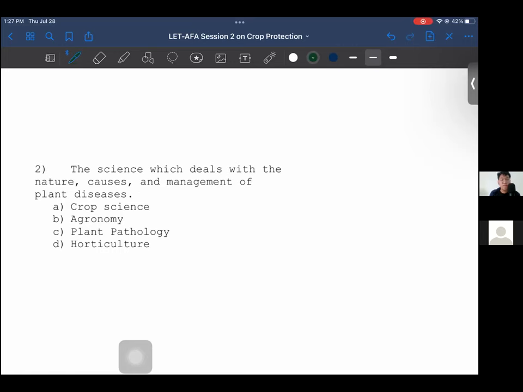Let's go with number 2. The science which deals with the nature, causes, and management of plant diseases. So, what is the science which deals with the nature, causes, and management of plant diseases? A, crop science. B, agronomy. C, plant pathology. Or letter D, horticulture.